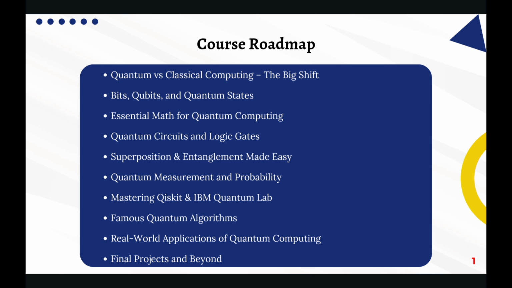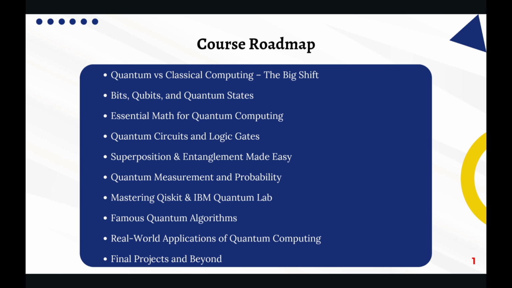Next is superposition and entanglement. These things are the basic foundations of quantum computing. Next is quantum measurement and probability. Here you'll be learning about how qubits collapse when measured and how probabilities play a huge role in quantum outcomes. Next is mastering Qiskit and IBM Quantum Lab. Hands-on coding time starts over here. Here we'll be setting up Qiskit, writing quantum programs and even running them on real quantum hardware.